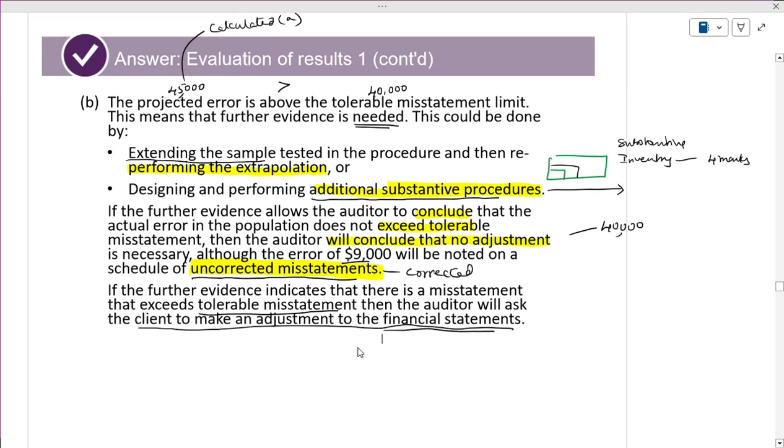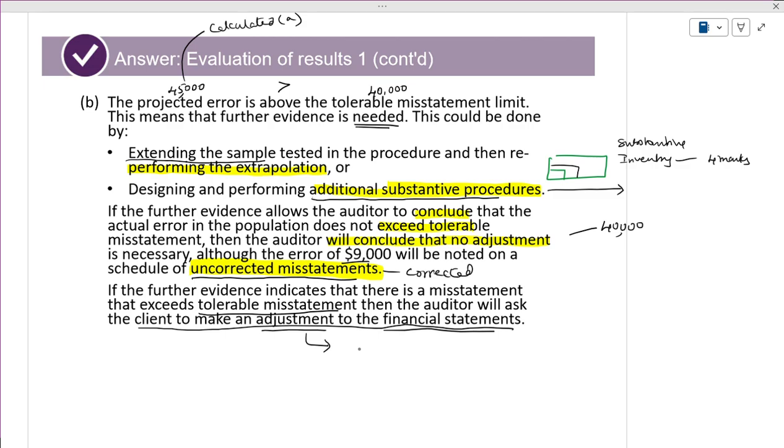If there is a misstatement that exceeds tolerable, how much is the tolerable? Tolerable is 40,000. What the auditor will say is that they have to make an adjustment. They have to clarify what they have in the financial statement. They cannot say yes, we can continue an error as such. We have to solve the error. Very simple. That is the message being given.